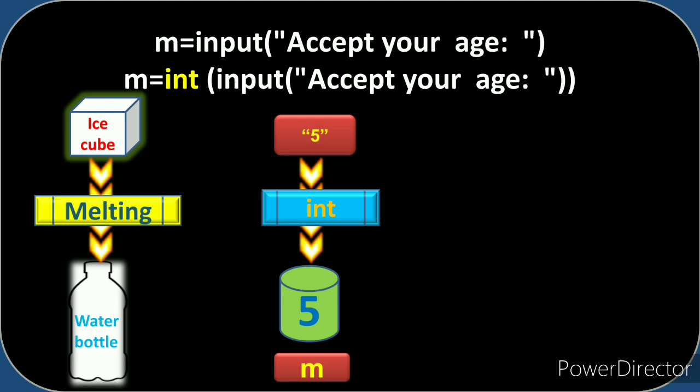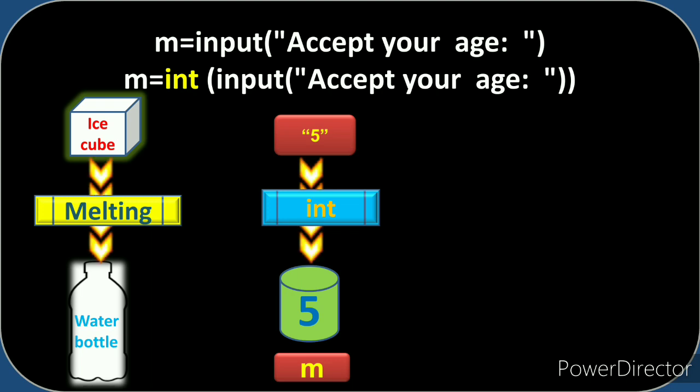You have to go through typecasting. Whatever you accept from the keyboard, please go through the proper channel of int so that the character 5 can be converted into number 5 and then it is accepted. So the statement you are going to see on the display is m equals int within brackets input, that means accept your age, and whatever is accepted from the user is to be converted into integer and stored in the m variable.